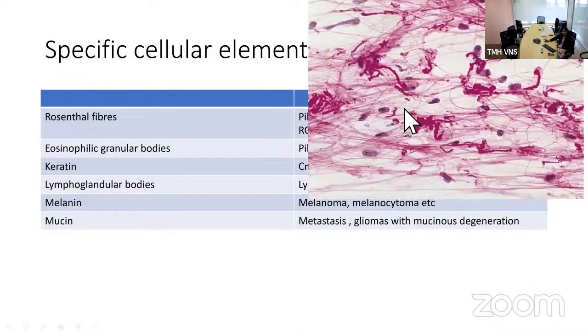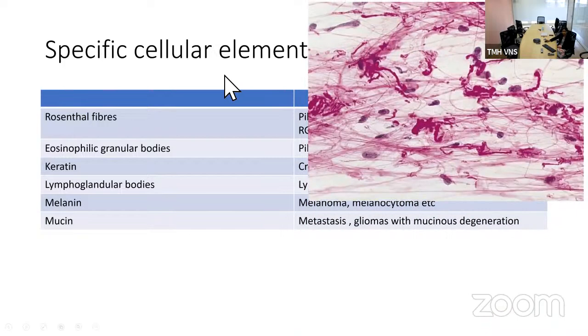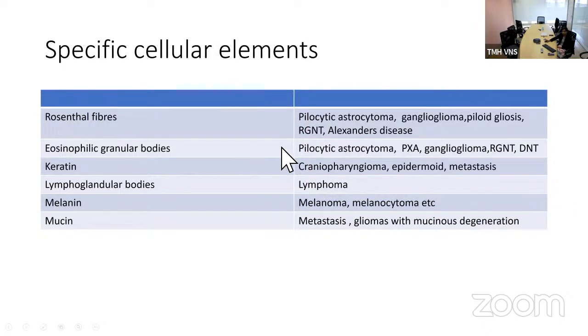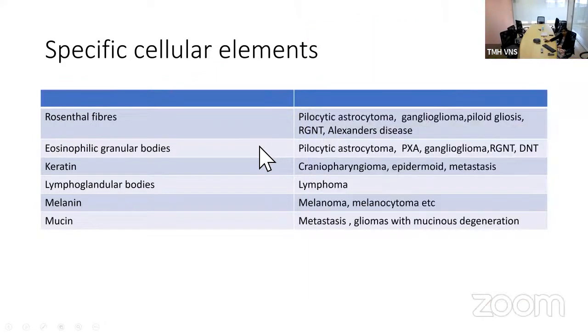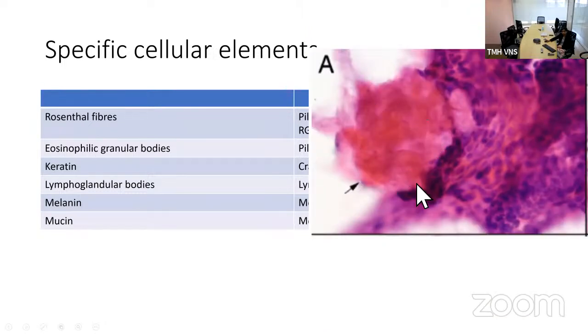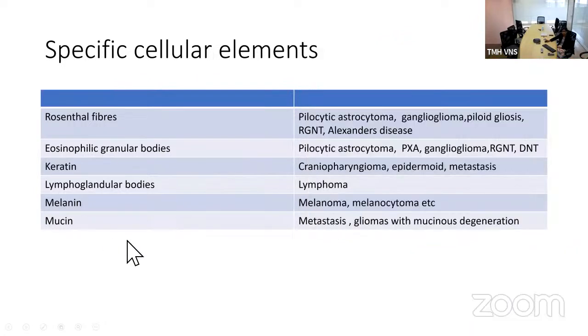piloid gliosis, or Alexander's disease. Eosinophilic granular bodies can also be found in pilocytic astrocytoma, PXAs, like this is an eosinophilic granular body. Keratin can be found in craniopharyngiomas, like this is an example of wet keratin. Apart from that, we can find keratin in epidermoids and squamous cell carcinoma.